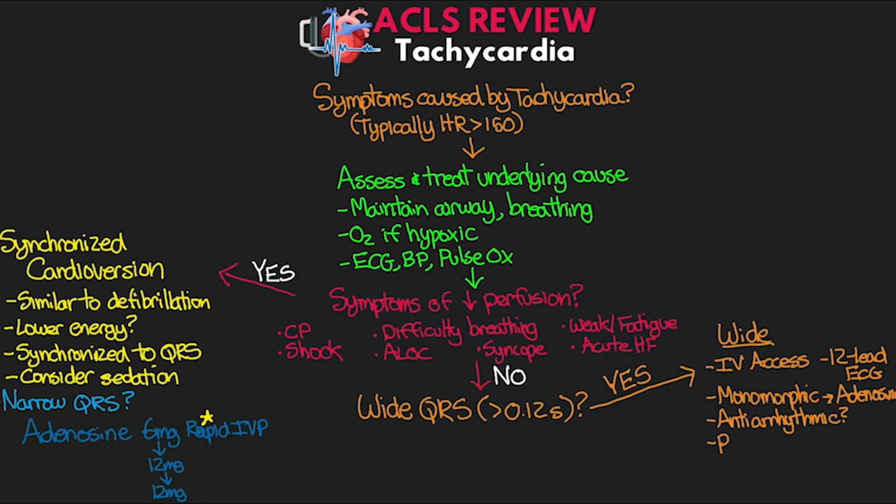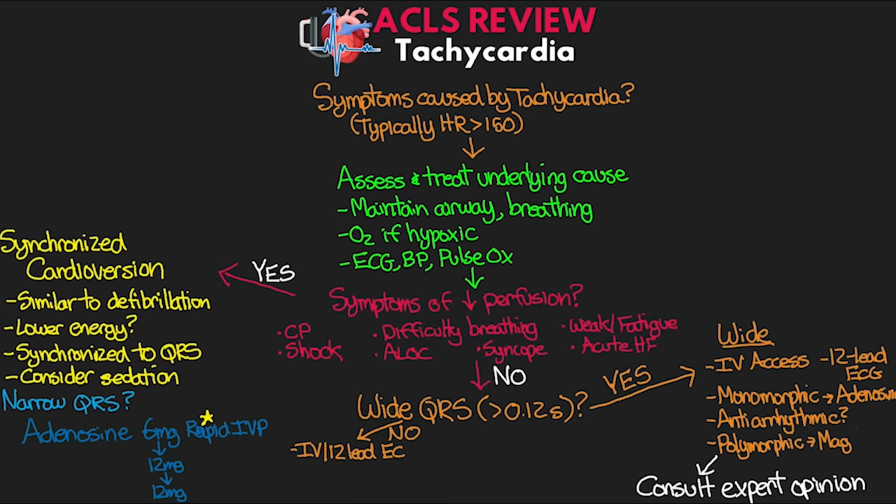And then if our patient is in polymorphic VTach, then we also want to consider the use of 1 to 2 grams of magnesium. At this point, we do want to consider expert consultation with a cardiologist. Now, if their QRS is narrow, then we do want to consider, again, ensuring that we have IV access and getting that 12-lead ECG. In these cases, we can consider having the patient try vagal maneuvers.